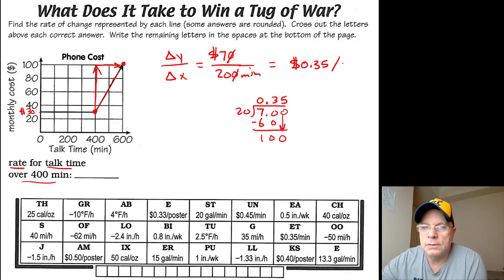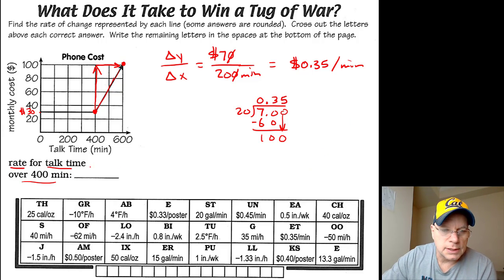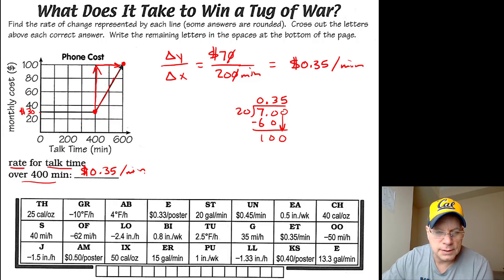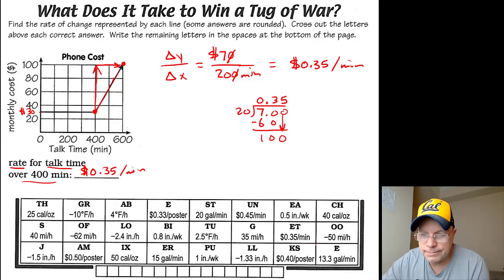per minute, also known as 35 cents per minute, because cents are hundredths. 35 cents or 35 hundredths of a dollar per minute. Let's see if we can find it. Oh, there it is, right there.